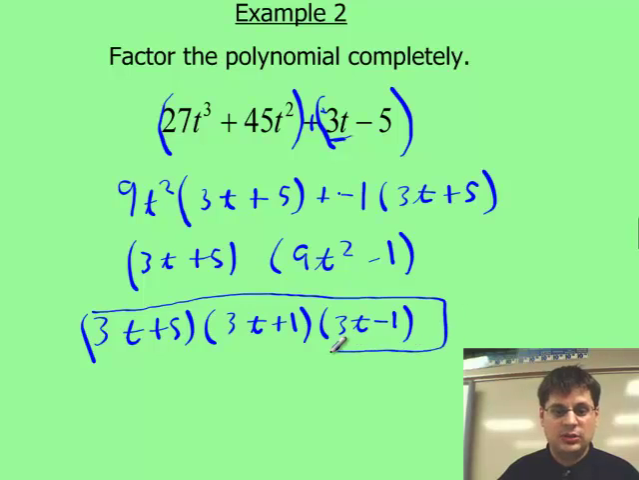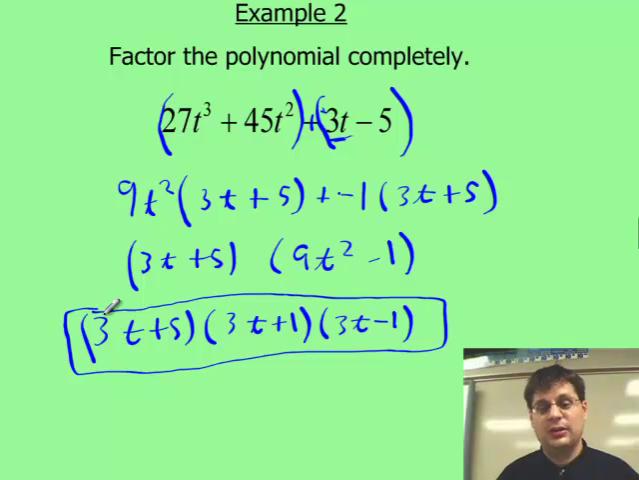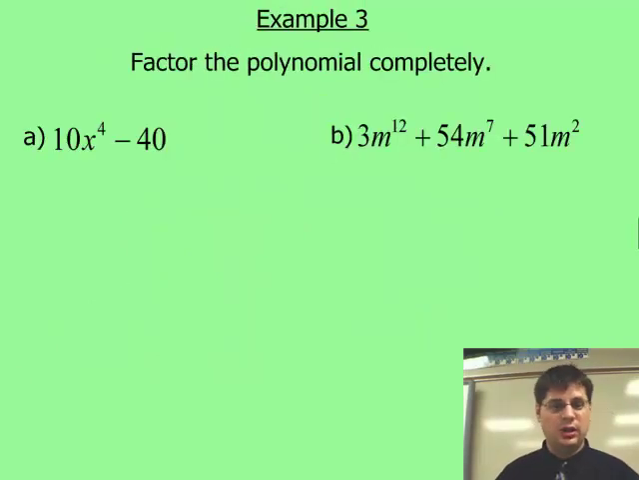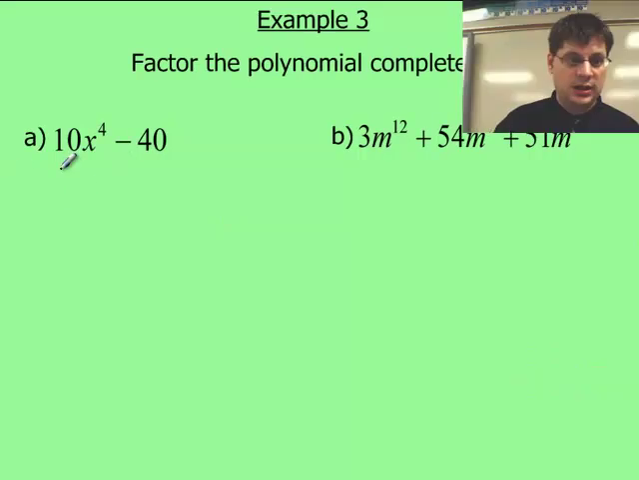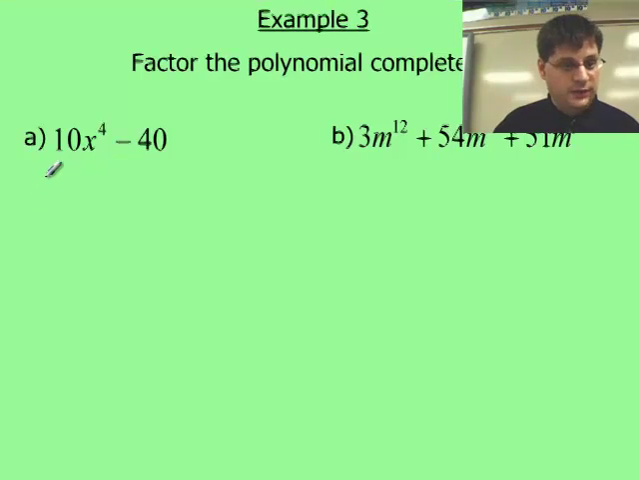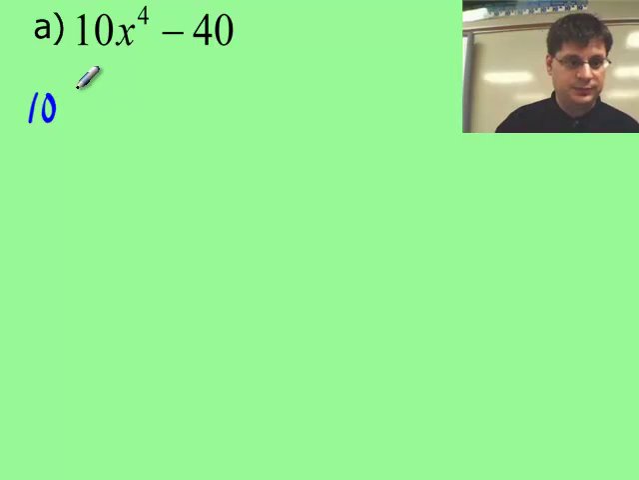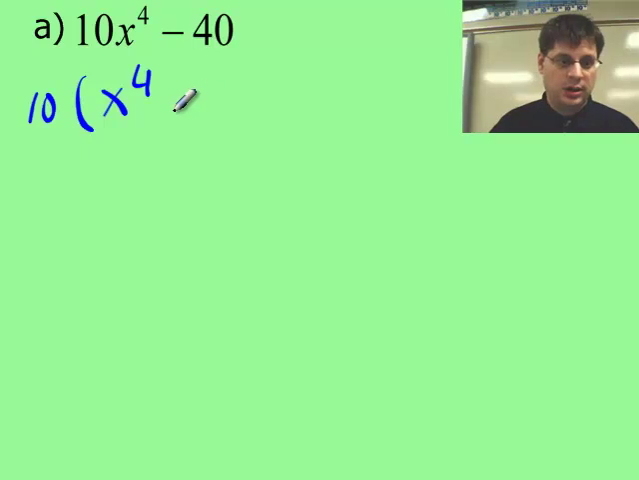Okay, so sometimes after you find a factor of a larger polynomial, you can factor that factor even more. So let's look at our third example. Okay, so we want to factor these polynomials completely. So a here, we have 10x to the 4th minus 40. So we'll look for GCF first, and there is. We can factor out a 10, and that will leave us with x to the 4th, and then minus 4.